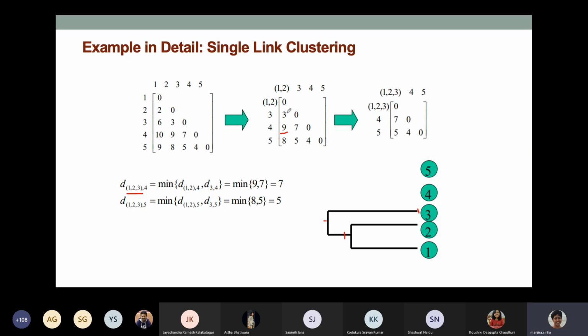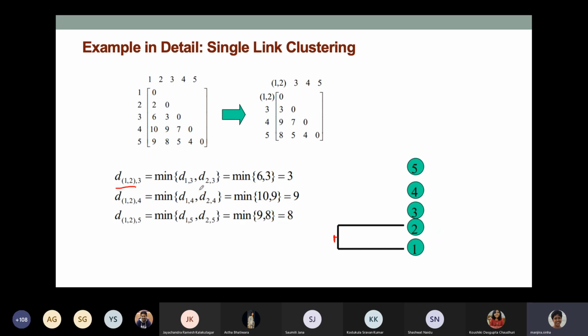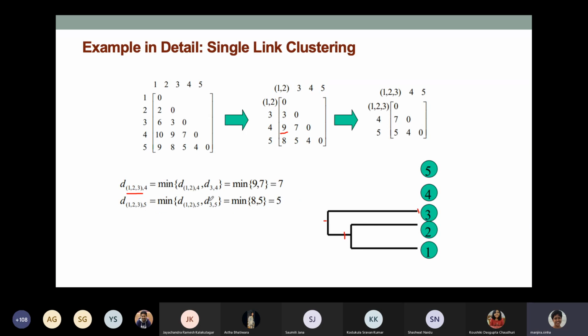Because this matrix is already updated for the minimum distance between 1, 4 and 2, 4. If you see in this step, we have already calculated the minimum distance and updated the matrix. So in this step we do not need to again calculate all the pairs of distances like 1, 4 and 2, 4. Instead, we will take the distance between 1, 2 and 4, because we have calculated and already stored it. Similarly, between 1, 2, 3 and 5, the minimum distance will be 5.